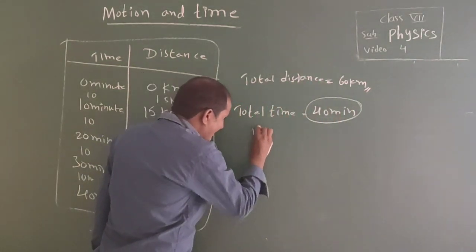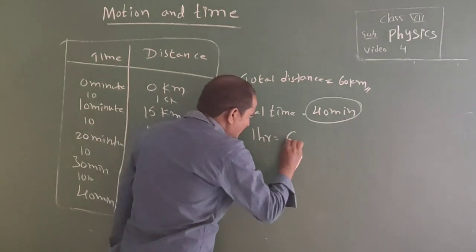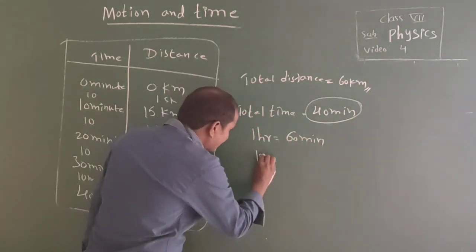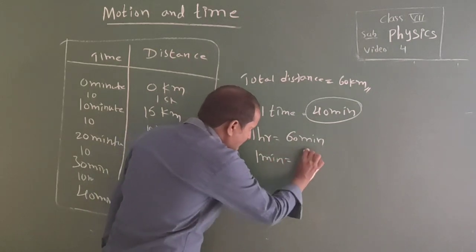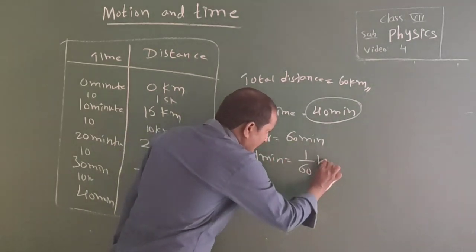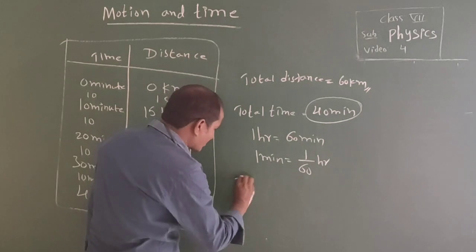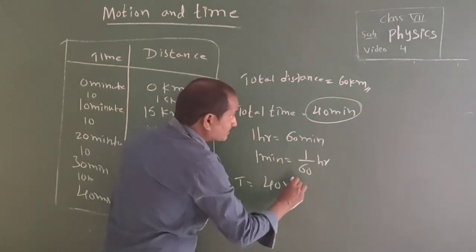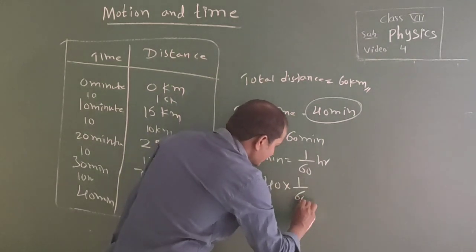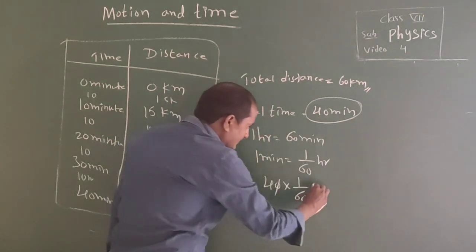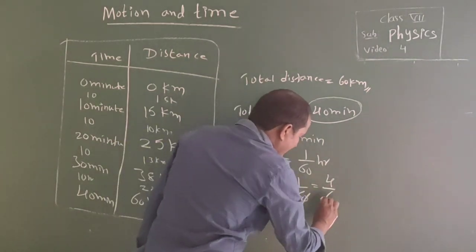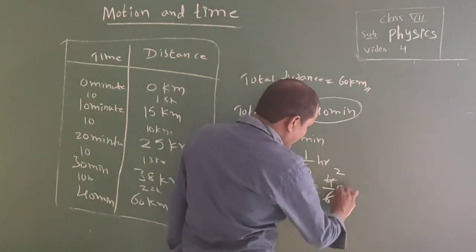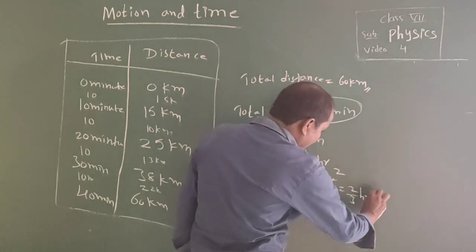We know that 1 hour equals 60 minutes. So 1 minute equals how many hours? 1 by 60 hours. Therefore, t equals, what is the given time? 40 into 1 by 60. The 0 gets cancelled. That equals 4 by 6. Two twos are 2, two threes are 6, that equals 2 by 3 hours.